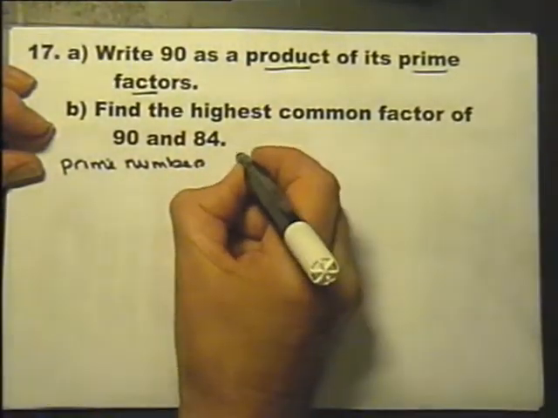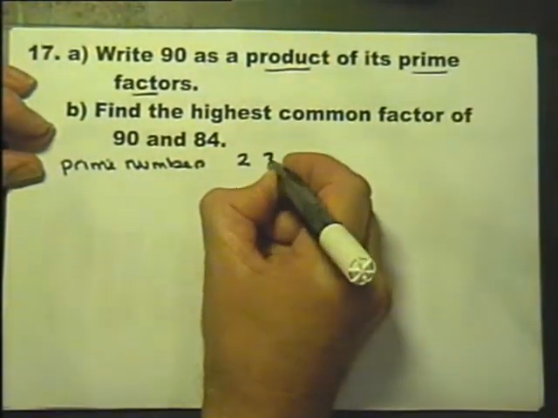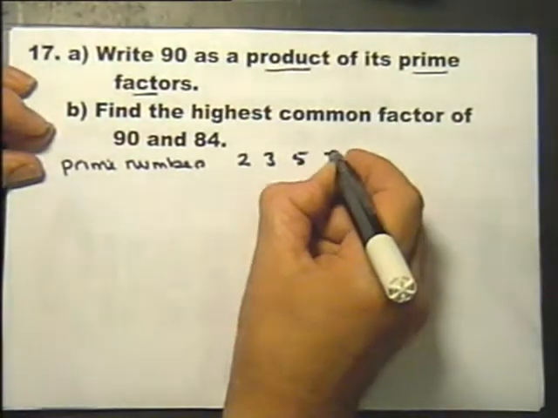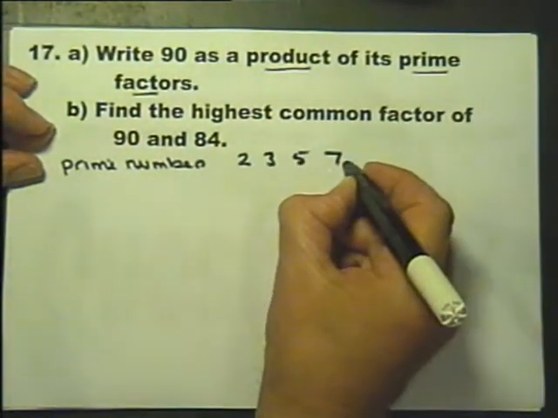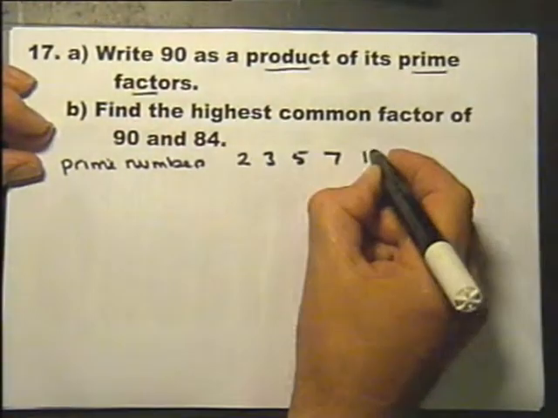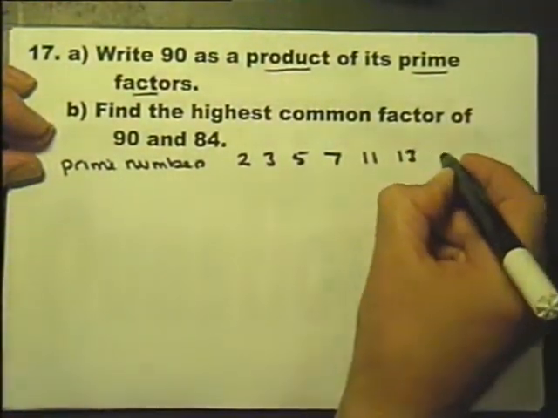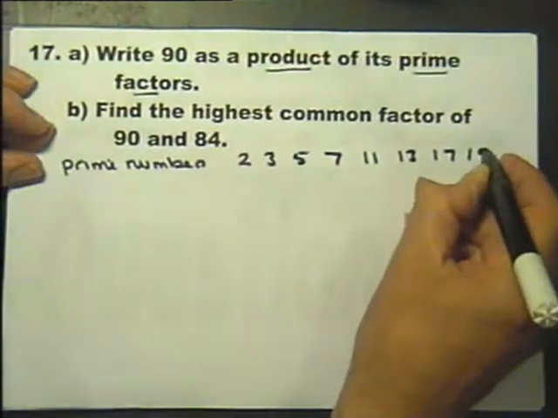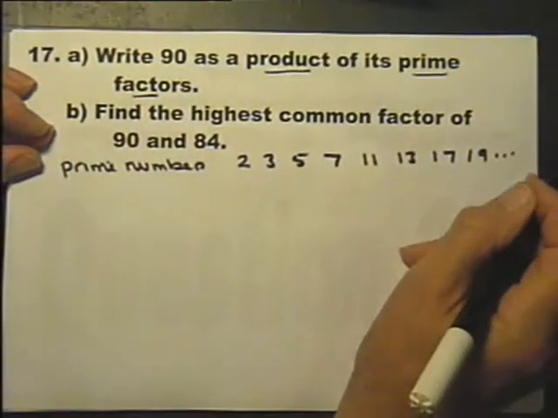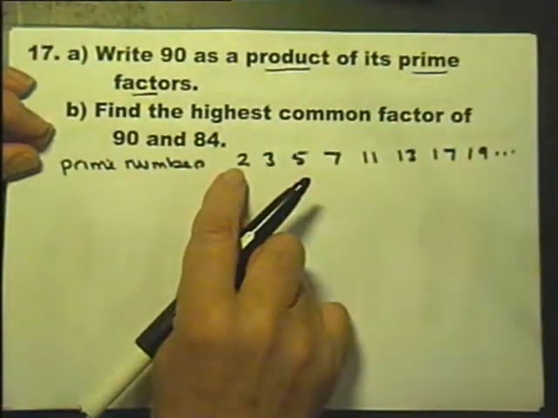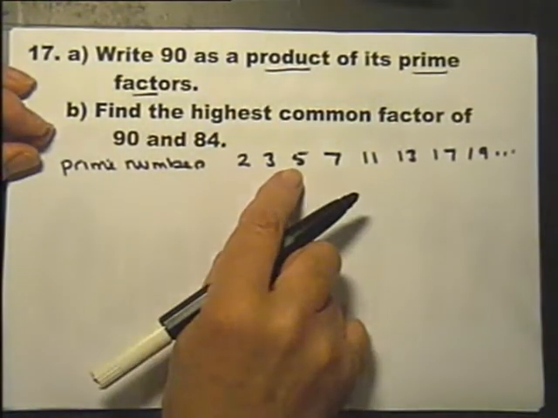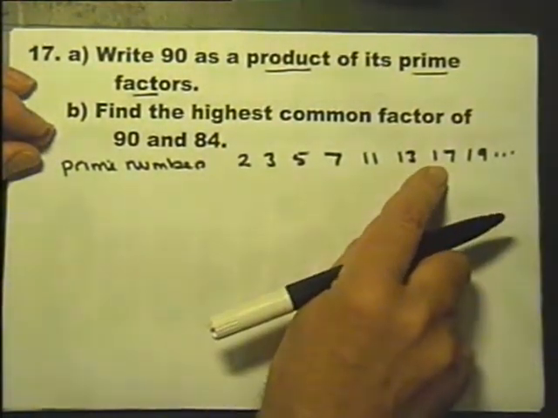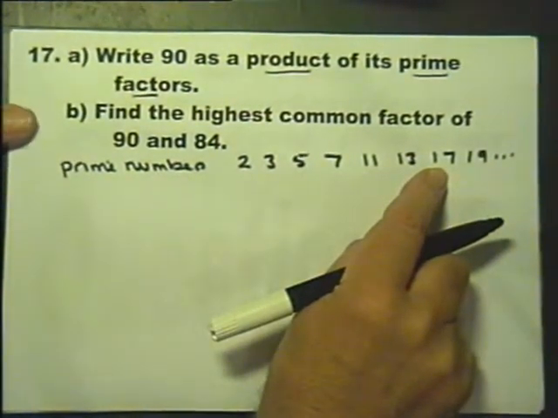And these are the prime numbers: 2, 3, 5, 7. Don't get stuck in the rut of writing down odd numbers and putting 9, because 9 is not a prime number. These are the prime numbers, and they go on forever. A prime number is a number that only has 1 and itself as a factor. In other words, 17, the only numbers that go into 17 are 1 and 17.